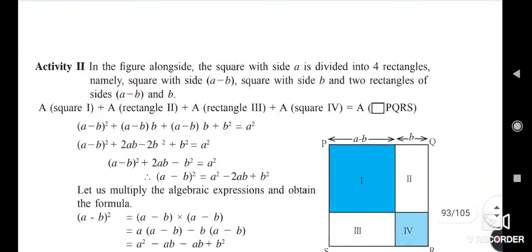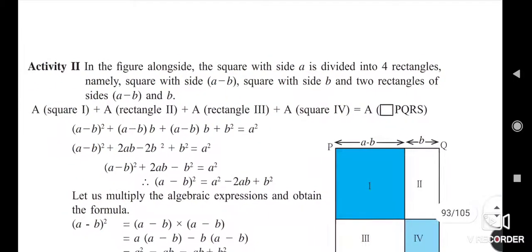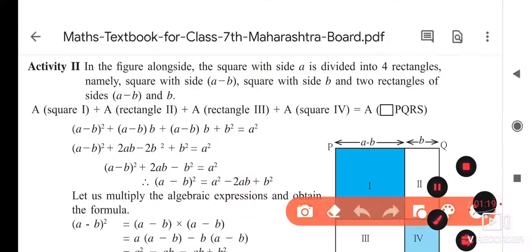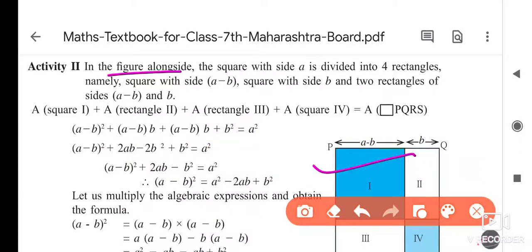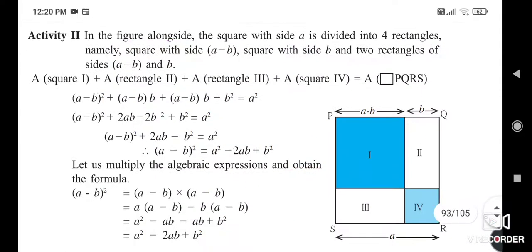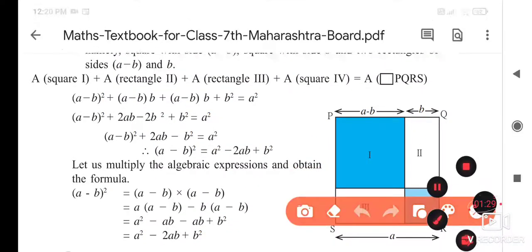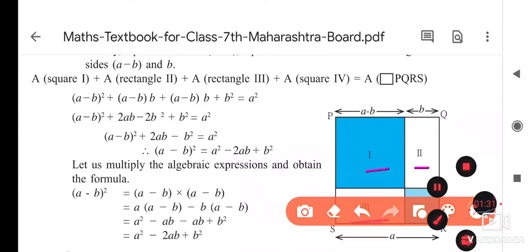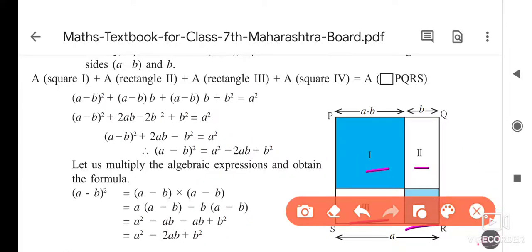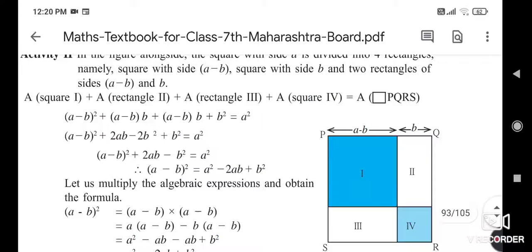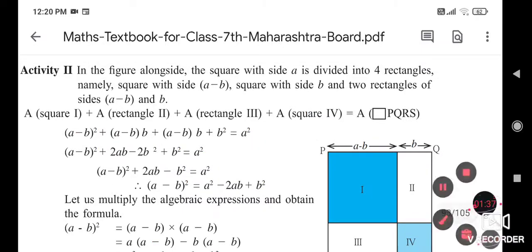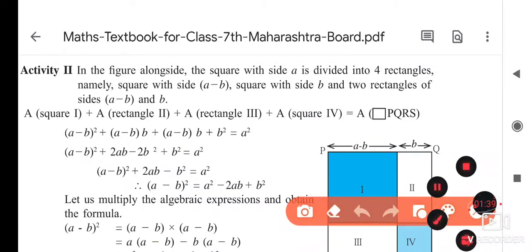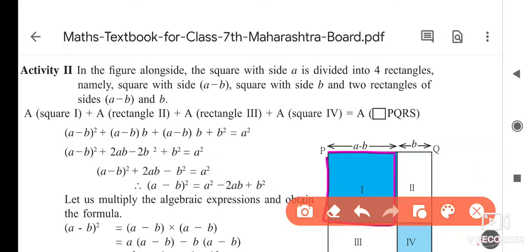Here the activity is given in the figure alongside. So the figure is here. The square with side a is divided into 4 rectangles: 1, 2, here it is 3, and that is 4. Four parts it is divided into, namely the square of side a minus b. This is the square of side a minus b.